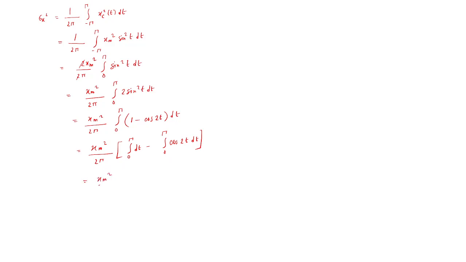Now xm square by 2 pi, here we have pi, and here we have sine 2t by 2 from 0 to pi, and this term goes to 0. Therefore we have xm square by 2 pi into pi, which is xm square by 2. So we have sigma x is equal to xm by root over 2.